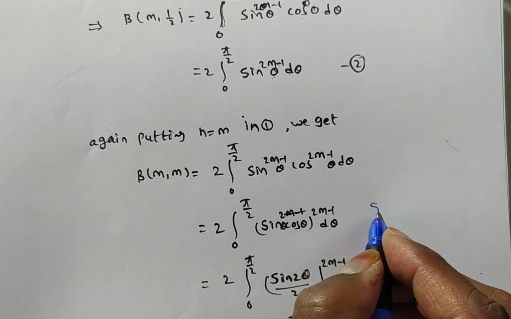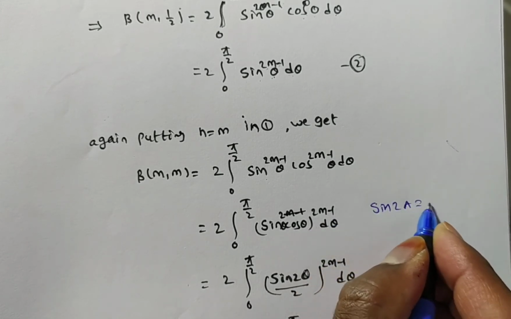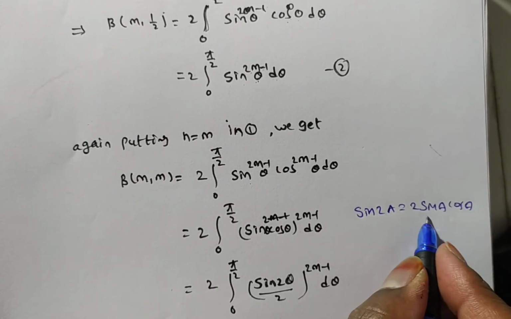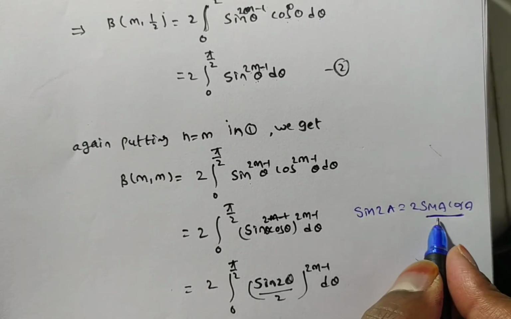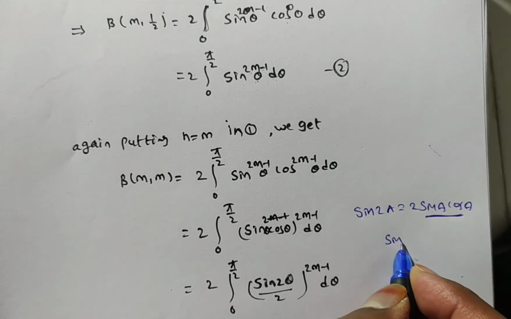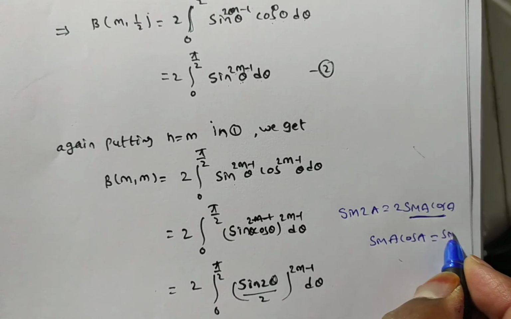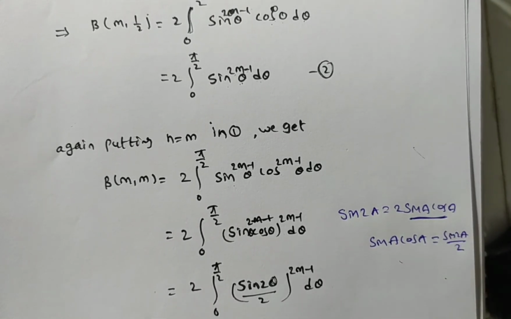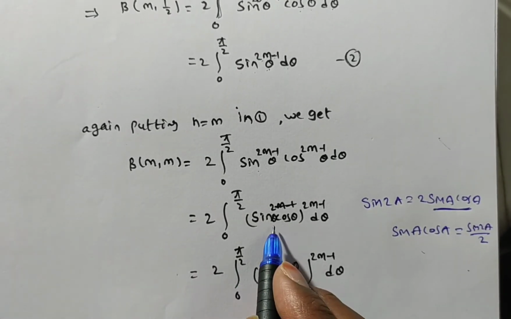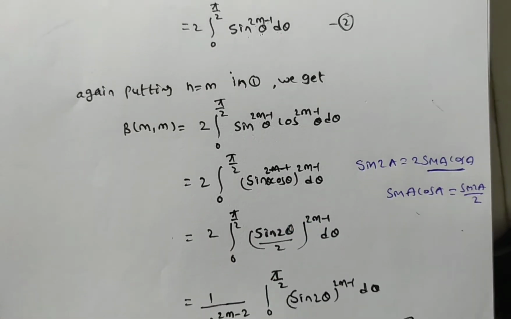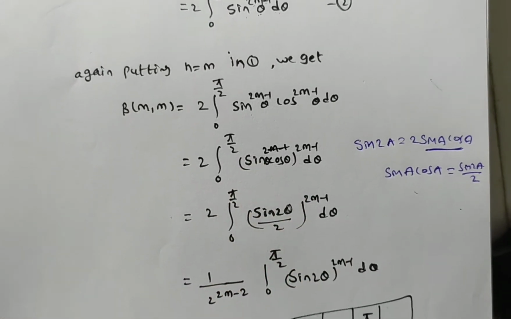Friends, we have a formula: sine 2a is equal to 2 sine a cos a. From this, you can write sine a into cos a as sine 2a by 2. So I am writing this in terms of theta: sine 2 theta by 2. The limits are as they are. The power you have is 2m minus 1, the common power. That is why 2m minus 1.